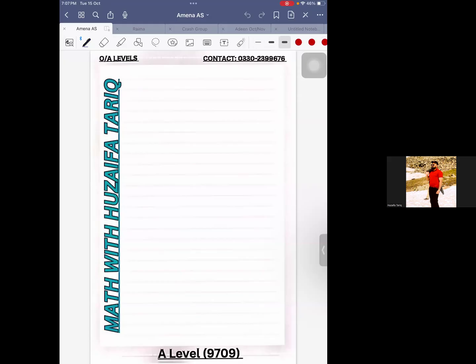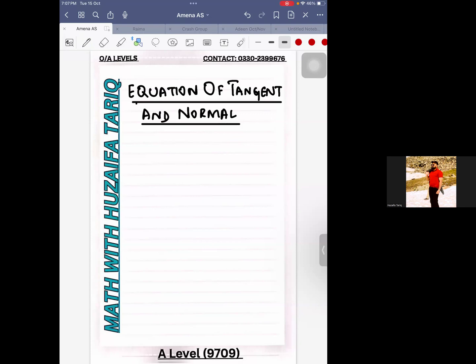Equation of tangent and equation of normal. So what is the equation of tangent and what is the equation of normal? How can we find out the equation of tangent and the equation of normal?